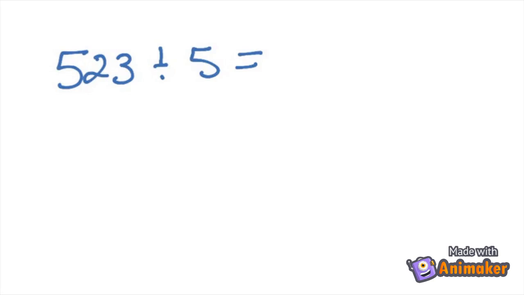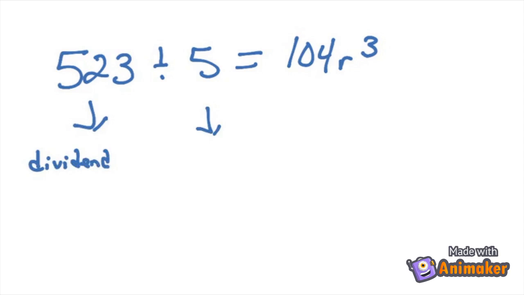Now that you understand the idea of division, let me show you how to solve a problem. Pay close attention now. All right, let's begin. We're going to start with 523 divided by 5 equals 104 and a remainder of 3. Now I want to break this down for you so you understand what each piece is. 523 is the dividend. The 5 is the divisor. And the answer, 104, is the quotient.